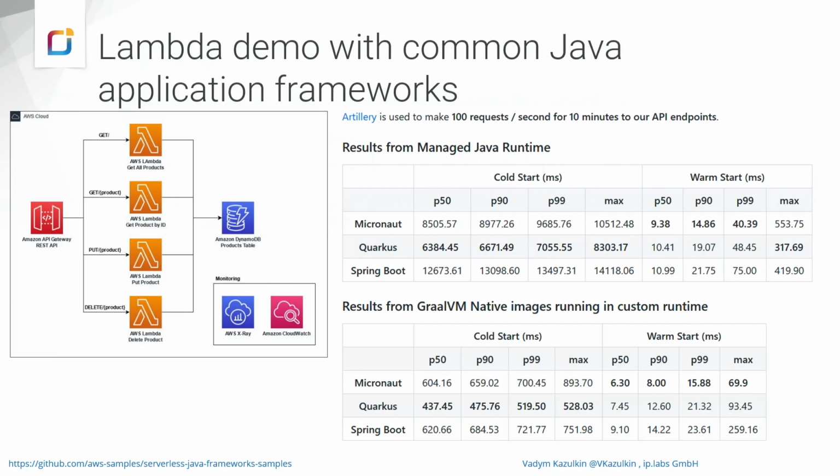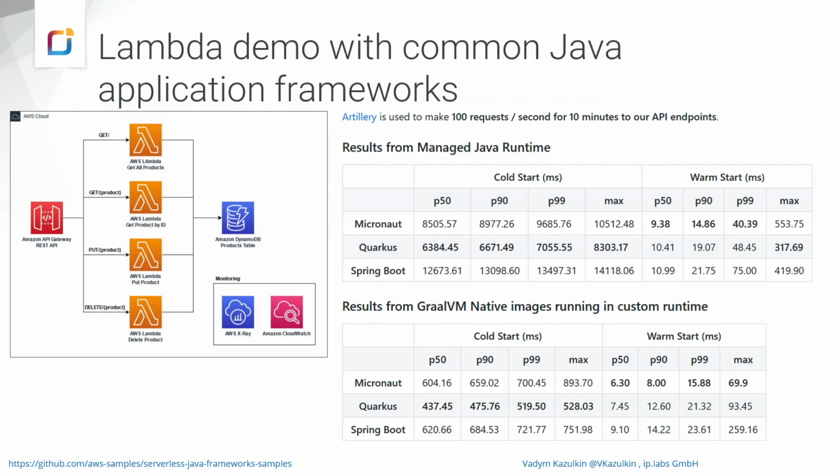So then, kind of a comparison of these frameworks. What you see here is the managed runtime with these frameworks, so we use pure Java. This is the same or a similar application: API gateway, a bunch of lambdas, and we are storing the results into DynamoDB. And here we have the same application with GraalVM native image using these frameworks.